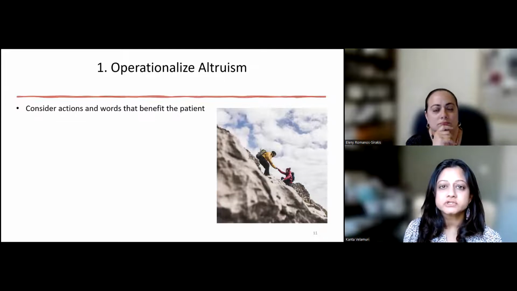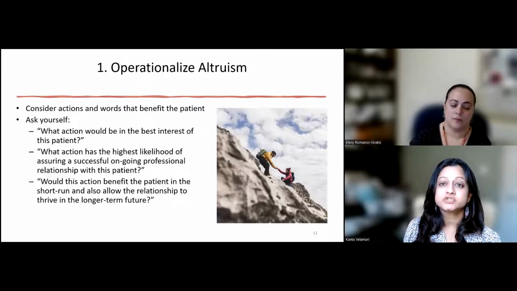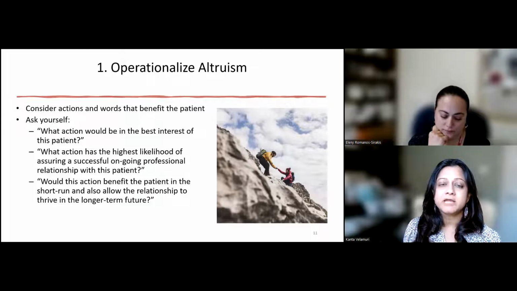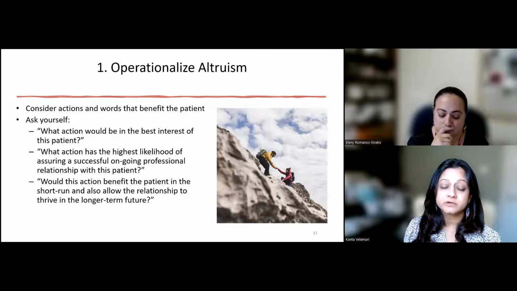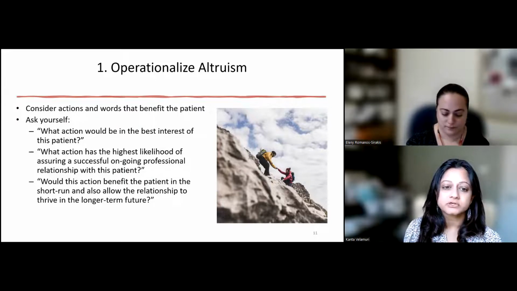So some of the questions you can ask yourself when you're in these situations are, is this action in the best interest of the patient? Is this going to not only help the patient, but ensure that we have a successful ongoing professional relationship in the long term? And is this action that I'm doing something that's just going to help now, but may harm things in the longer term?